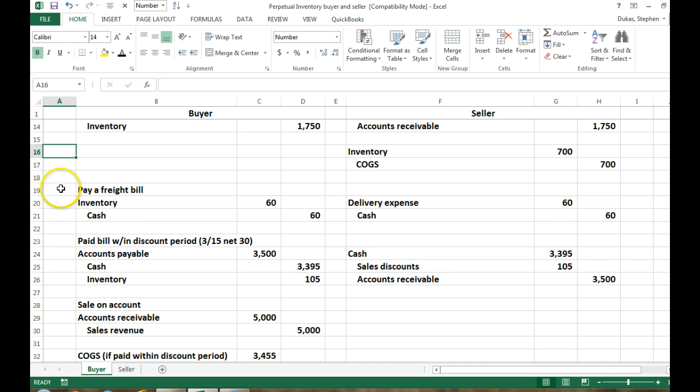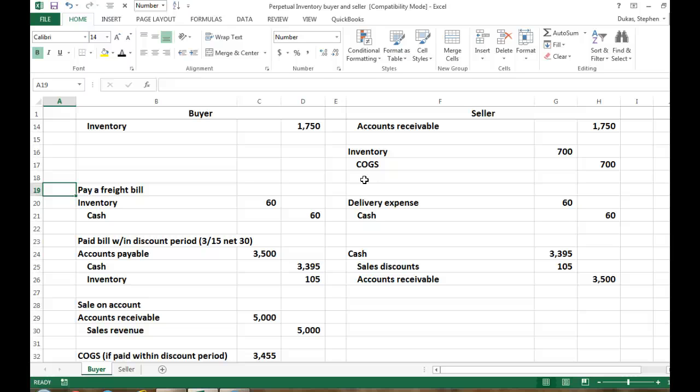Freight to the buyer is an increase in inventory. That's added to the inventory cost. So if the buyer pays the freight, debit inventory 60, credit cash 60. However, if the seller pays the freight, the debit is to delivery expense and the credit is to cash.